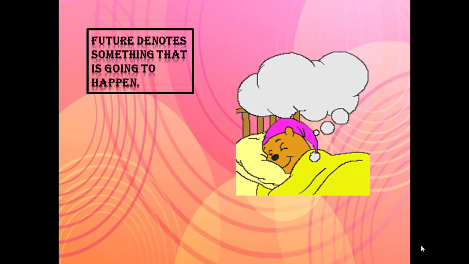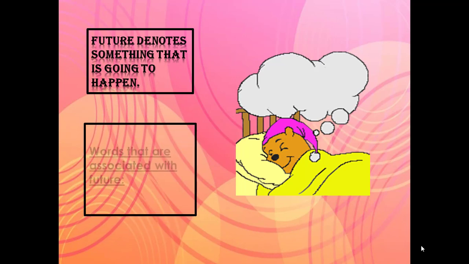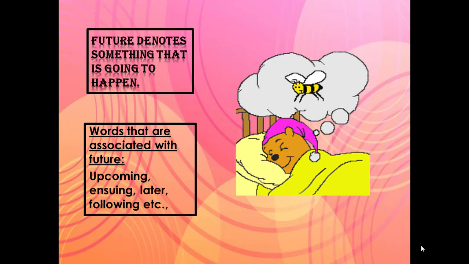What do you mean by future? Future denotes something that is going to happen. Some words that are associated with future are upcoming, later, following, and ensuing, etc. Have a look at this bear. This bear is actually thinking of having honey in the future. This dreaming, the action has not yet happened.